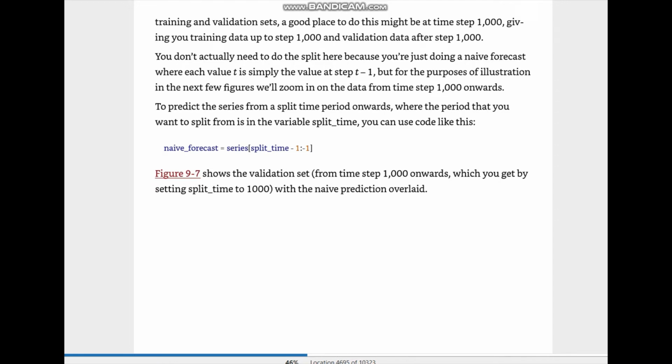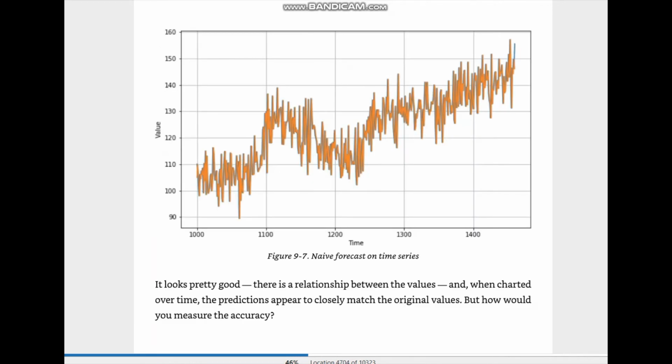So let's see that validation set and how it looks. This is the zoomed version of the validation set. It's pretty good. We can see some kind of relation here that started over time. The predictions appear to closely match the original values, but how would we measure the accuracy here?